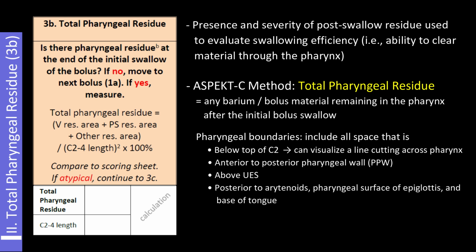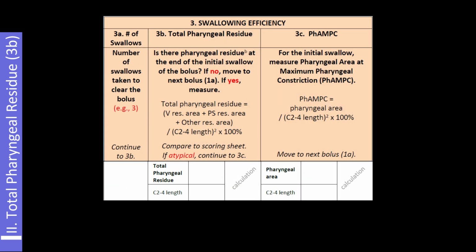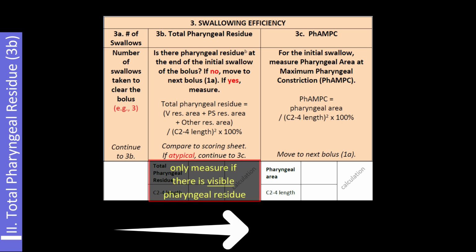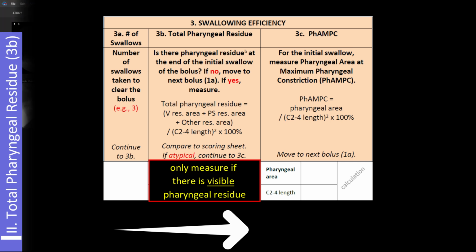Note that this parameter does not include any residue that may be in the oral cavity, nasopharynx, or airway. Of note, based on the flow of the ASPEKT-C worksheet, total pharyngeal residue will only be measured if there is visible pharyngeal residue at the end of the initial bolus swallow for that trial. If there is no visible residue, there is no need to trace, and this column may be left blank.